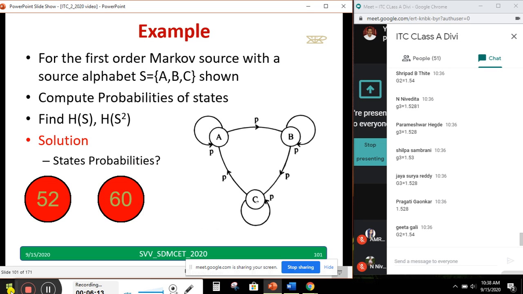Take A, B, C. Probabilities are P only. They are not mentioned as 1 by 2 or something like that. Probabilities are P, P, P, as given. So let us go to the next slide.